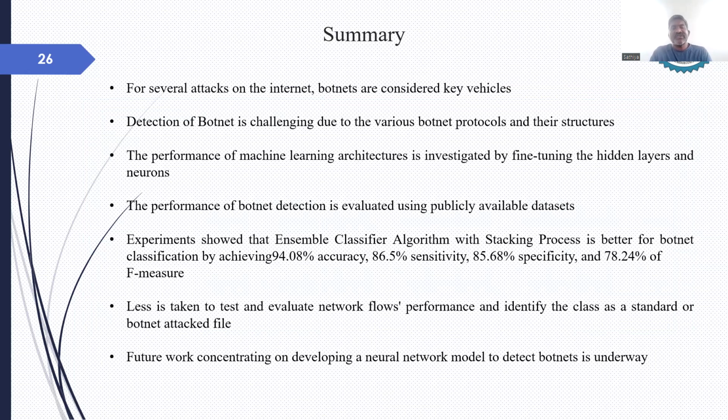Detection of botnets is challenging due to the various botnet protocols and their structures, and the performance of the machine learning architecture is investigated by fine tuning the hidden layers and the neurons. The performance of botnet detection is evaluated using publicly available datasets, and experiments showed that the ensemble classifier algorithm with the stacking process is better for botnet classification, achieving 94.08 percent accuracy, 86.5 percent sensitivity, 85.68 specificity, and 78.24 percent F measure. This is taken to test and evaluate network flow performance and identify the class as a standard or botnet attacked file.